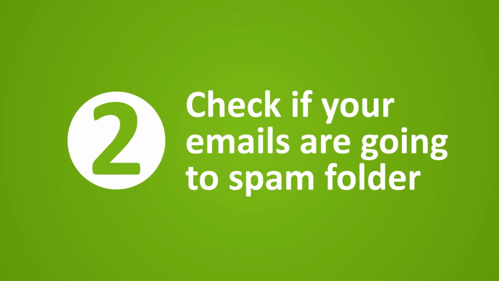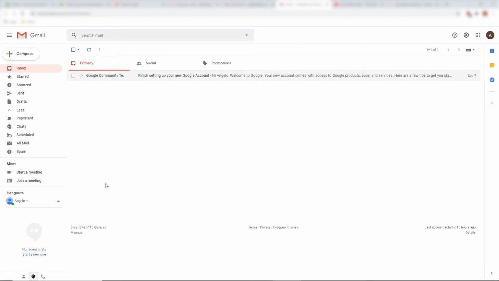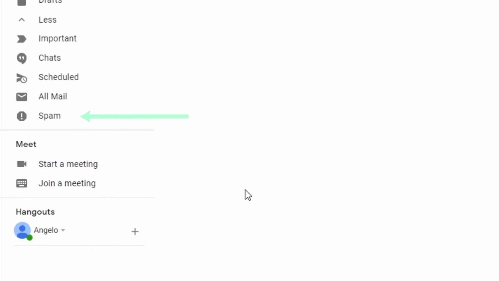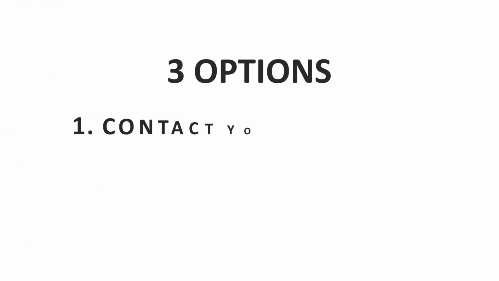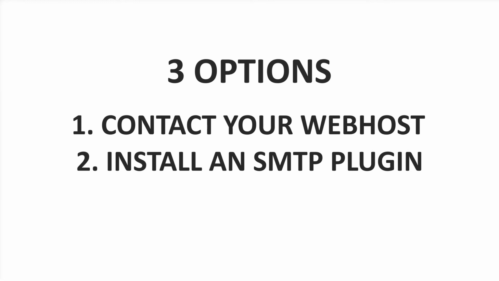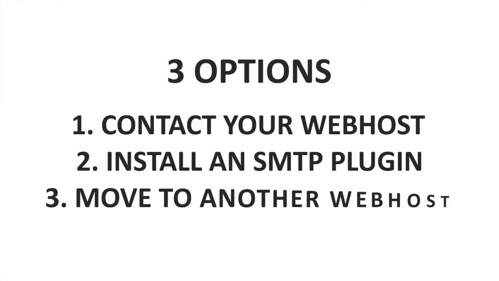Now the second solution is to check if your emails are going to the spam folder. WooCommerce email notifications may not be getting into people's inboxes because they are going to the spam folder. To solve this issue, you have three options. Option 1 is to contact your web host and explain to them the issue and try to see if they can resolve it. Option 2 is for you to install an SMTP plugin, which I will talk more about later in this video. And the third option is for you to move to another web host.